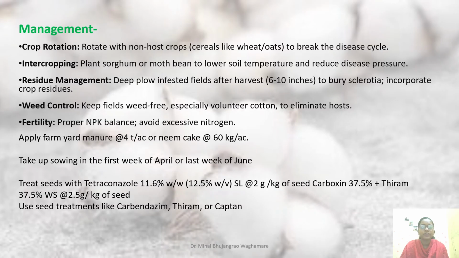We have to keep the field weed free to eliminate the hosts for this pathogen, and a proper NPK balance supply is also needed. Avoid excess nitrogen, because excess nitrogen leads to excess vegetative growth, and due to excess vegetative growth, pathogen infection also increases. We provide FYM at 4 ton per acre, or neem cake 60 kilogram per acre, and take up the sowing in the first week of April or last week of June.